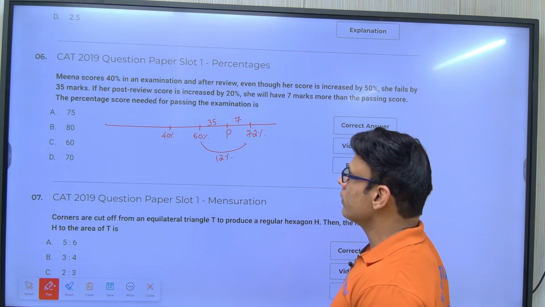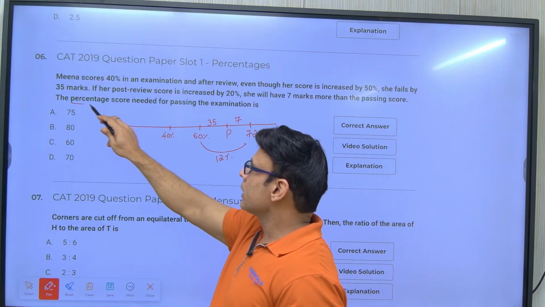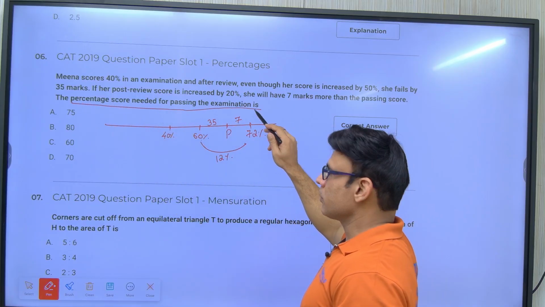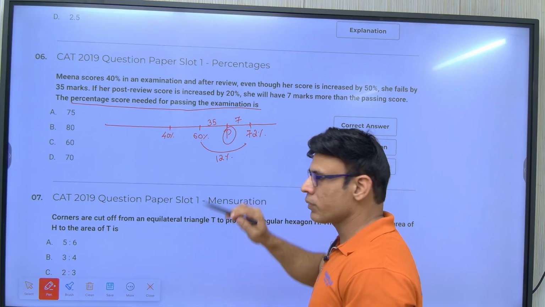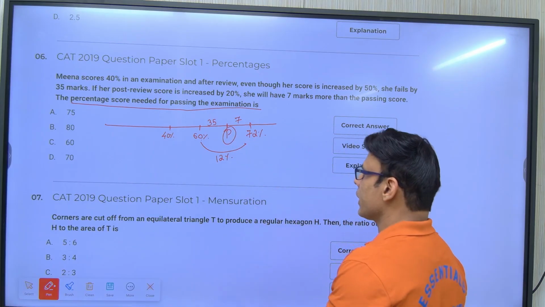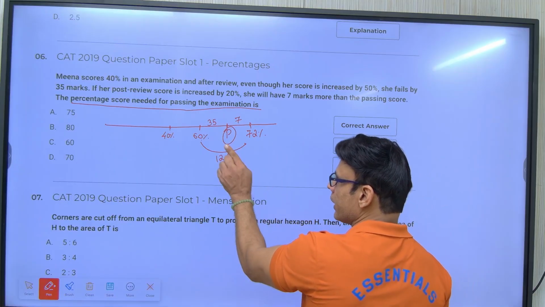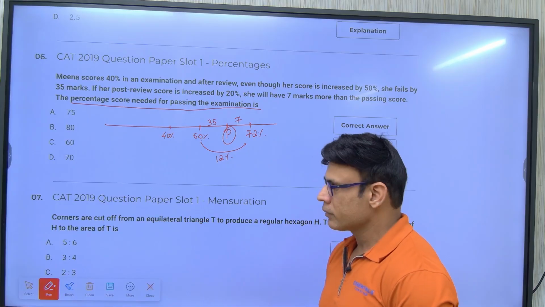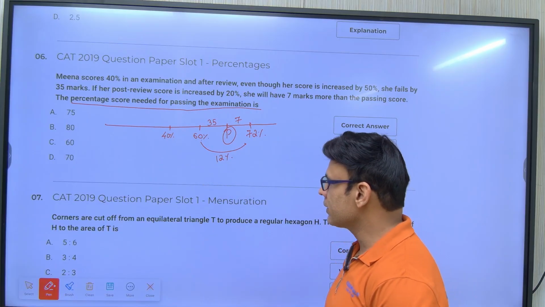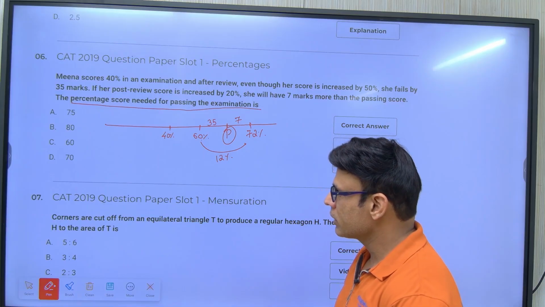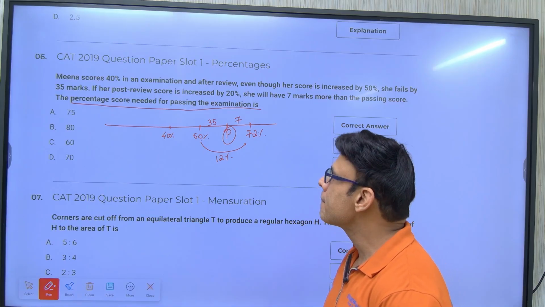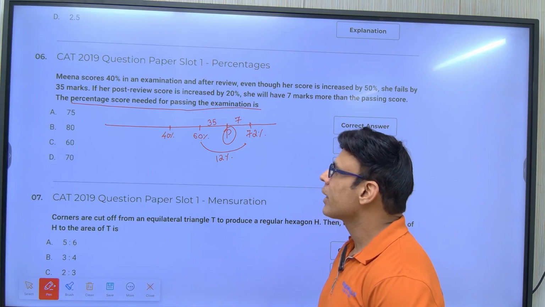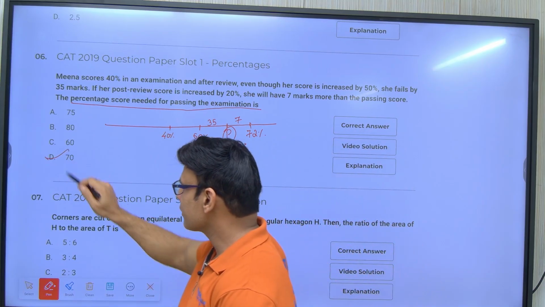Now what is the question? Find the percentage score needed for passing the examination. That means this we have to find out, right? Now, can we say passing percentage will be less than 72 and will be more than 60? Which option is less than 72 and more than 60? That's your answer.